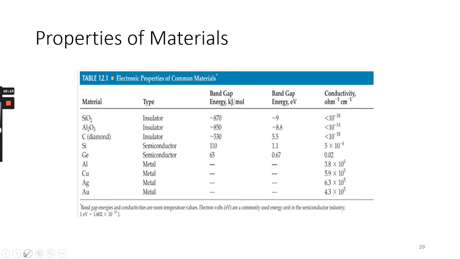So here are some properties of materials. You see here you have your insulators, then you have your semiconductors, and then you have your metals. If you look at your band gap energy, the insulators have the highest, the semiconductors are kind of in the middle, and the band gap energy for metals is almost non-existent here.